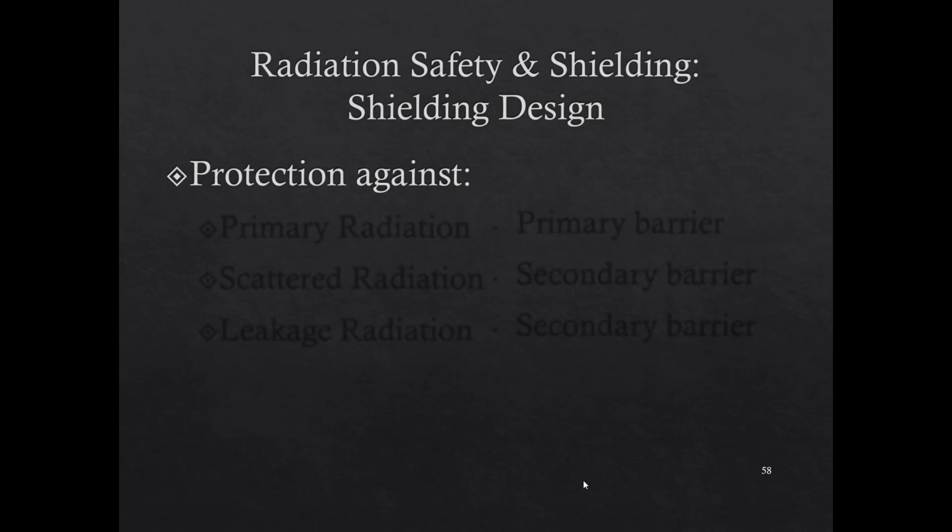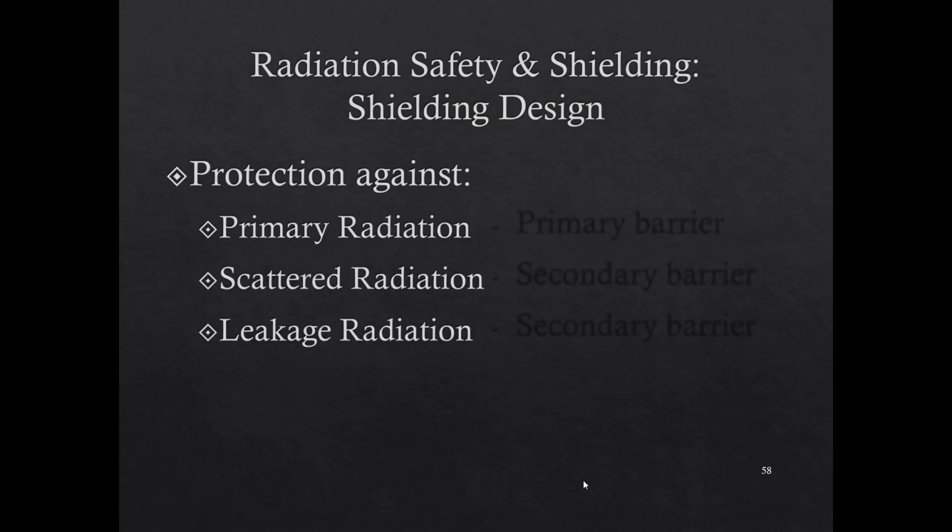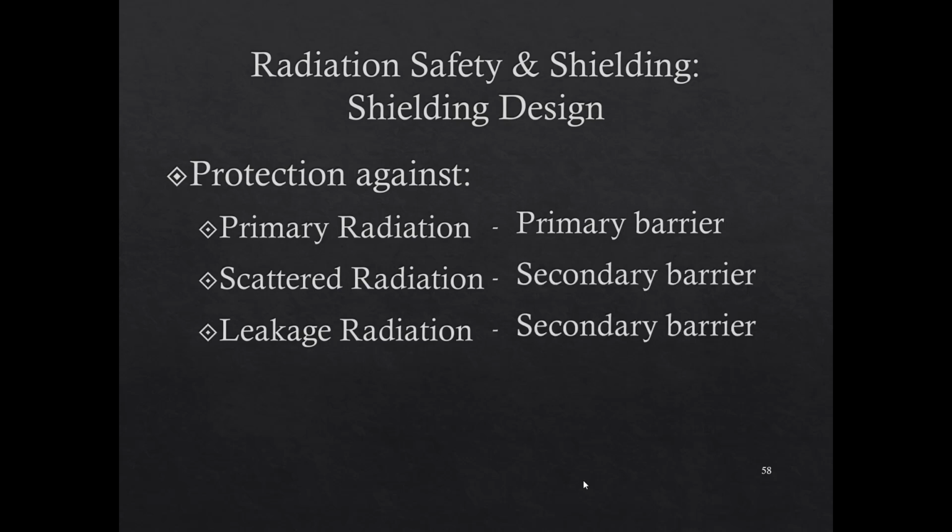So we're worried about protection. In order to know what we're protecting against, we have to understand that there are 3 different means of radiation coming from the linear accelerator. We have the primary radiation, scattered radiation, and leakage. Primary being the primary beam, so what's coming straight out of the LINAC head. Scattered meaning, maybe it's bouncing off one of the walls. And leakage just meaning that it's coming through the LINAC head. For primary radiation, we need to have a primary barrier. And for scattered and leakage radiation, we need to have a secondary barrier present.